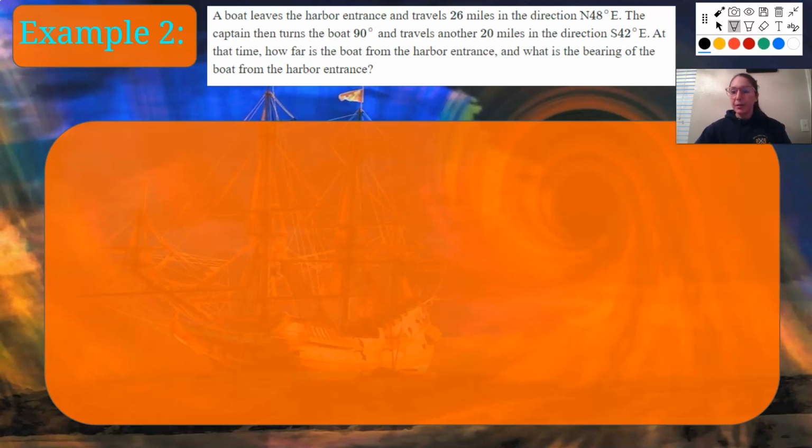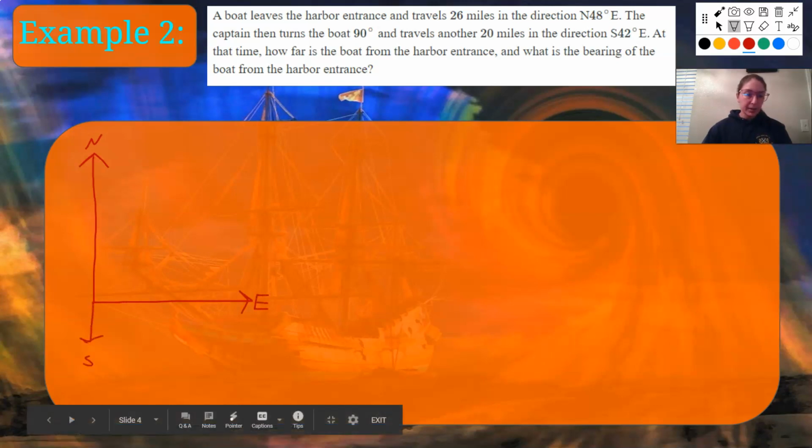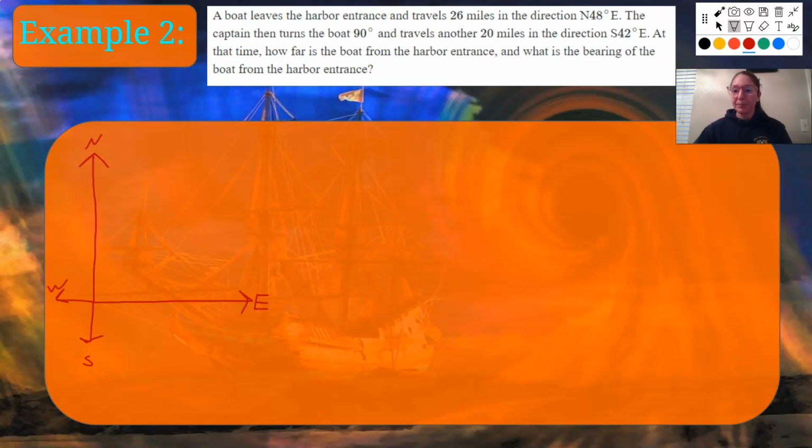All right, what I'm going to do for this, because this is highly visual, I'm going to plop in my north line, and I'm going to plop in my east line. Okay, and then that would be south, that would be west, but these aren't going to be super relevant. My north and my east line are going to be really important here.